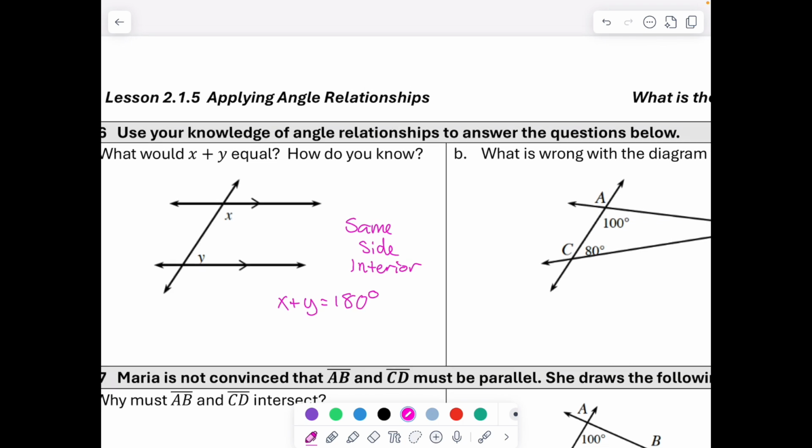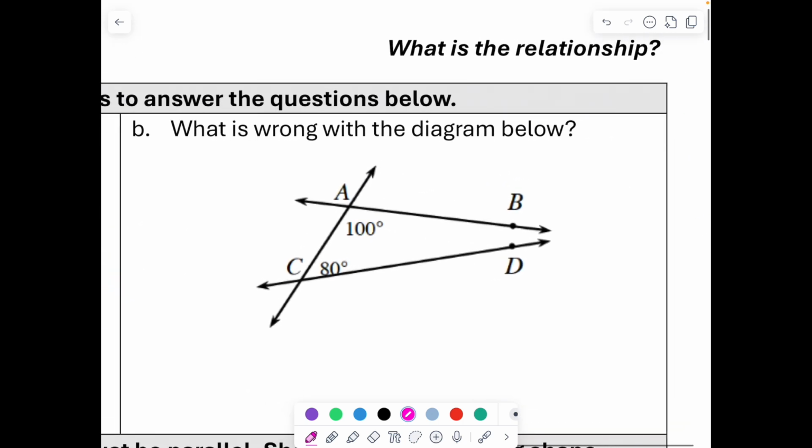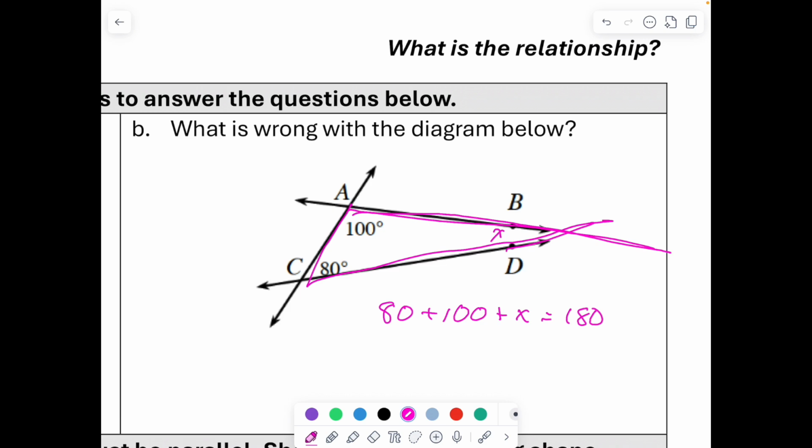And then let's see here. What is wrong with this diagram below? If this was a triangle, it's eventually going to meet and make a triangle. Angles of a triangle should add up to 180. So 80 plus 100 plus, let's call this angle x, should add up to 180. But here's the thing, when we add up the 80 and the 100, we already get 180.